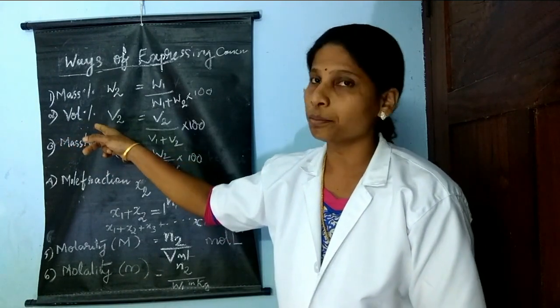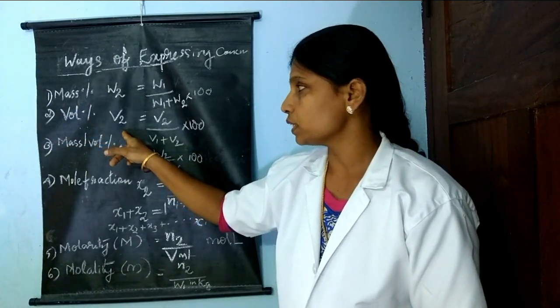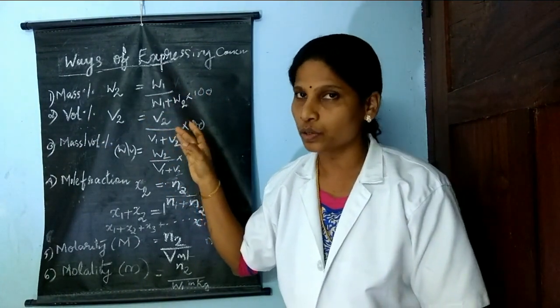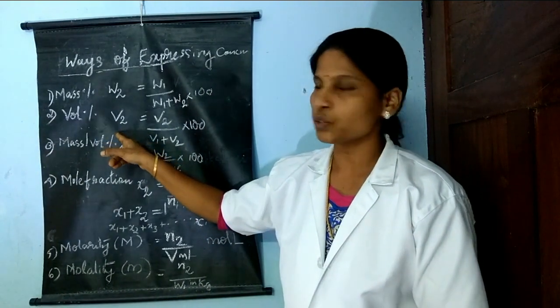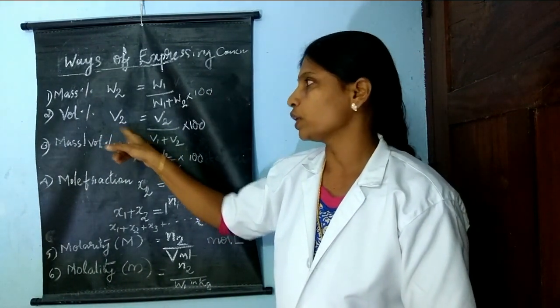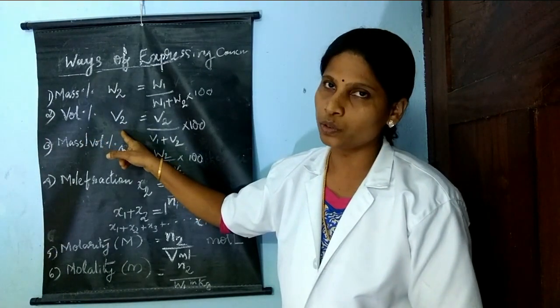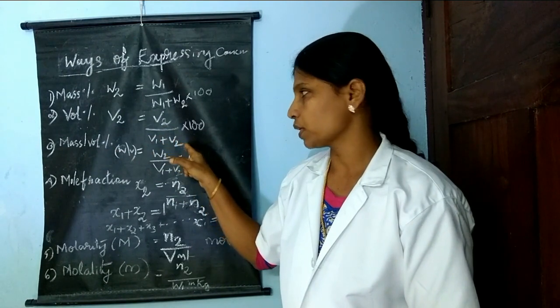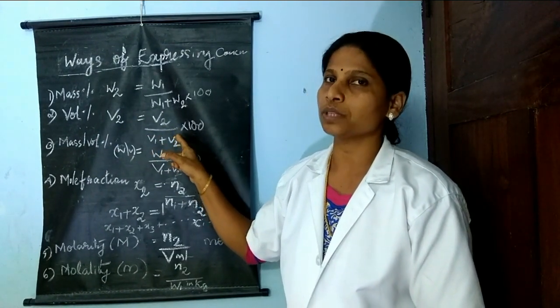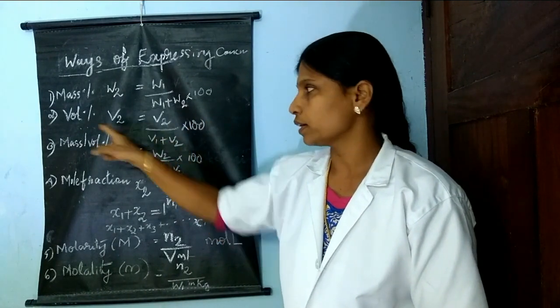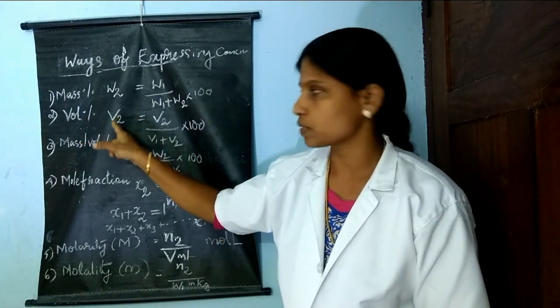Next is volume percentage. If V1 and V2 are the volume of solvent and solute respectively, V2 be the volume of the solute. Volume percentage of solute is equal to V2 divided by V1 plus V2, where V1 plus V2 means total volume of the solution, into 100. That is the volume percentage of solute.